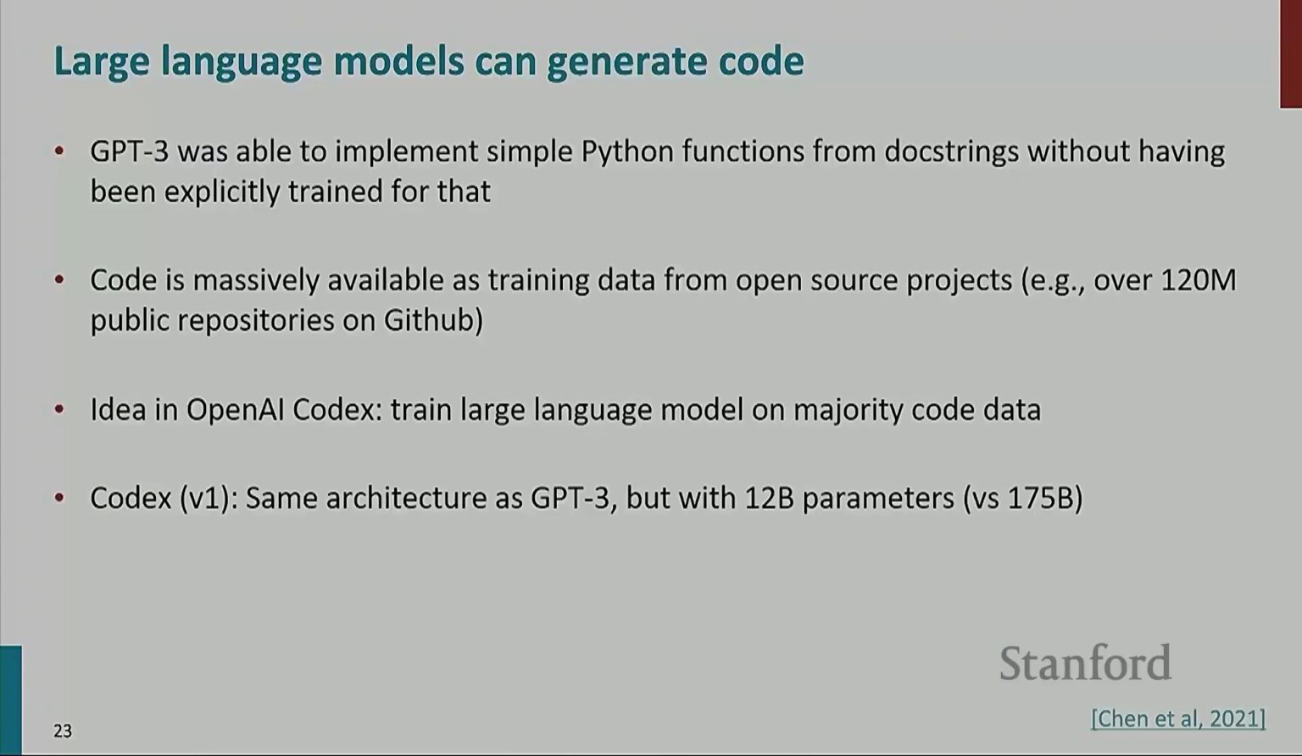So version 1 of Codex was essentially the same architecture as GPT-3, which is a decoder-only transformer model, but with 12 billion parameters, and then trained on a training set that was constructed mostly from GitHub, but also natural language sources.